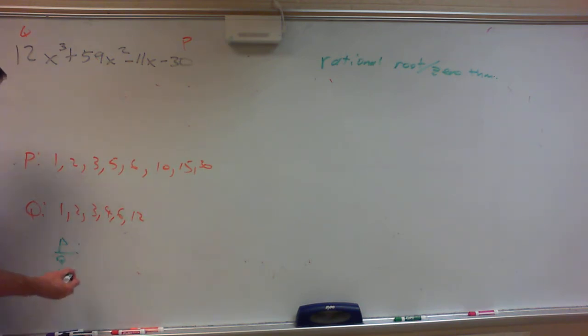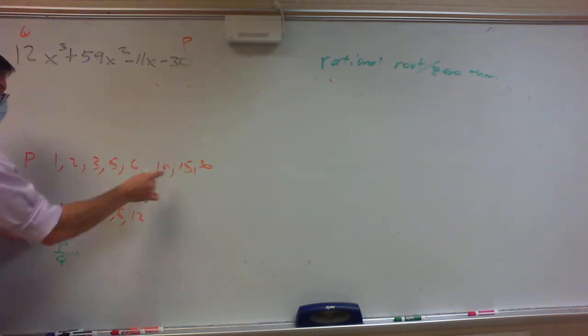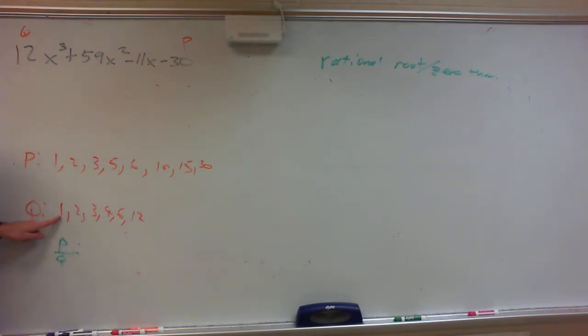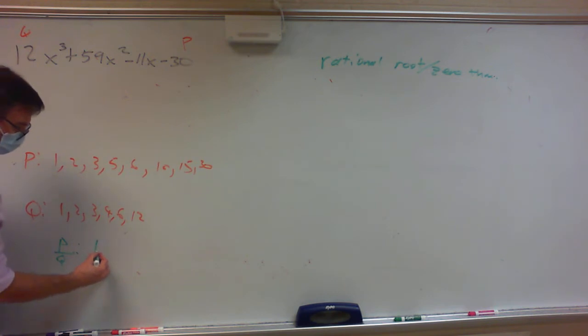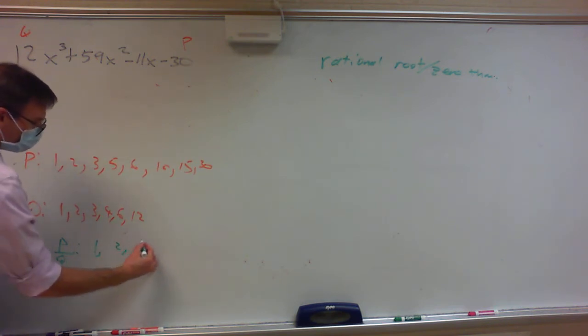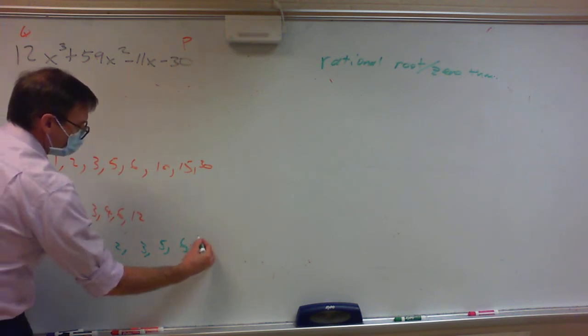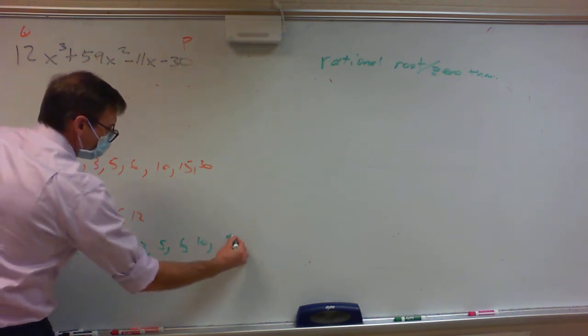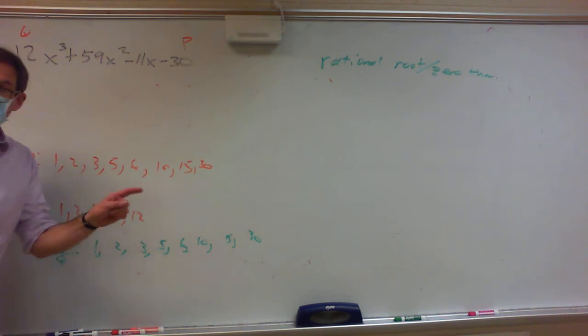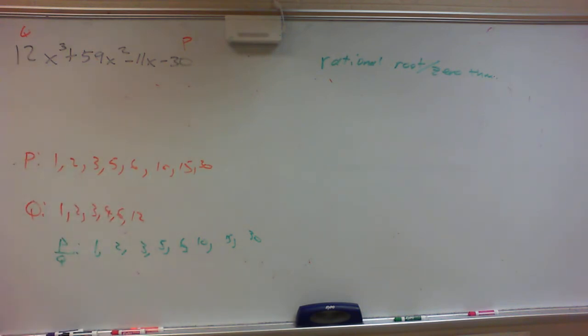So if I want P over Q, I want all combinations with 1 as the denominator. Are we okay? That's 1 over 1, 2 over 1, 3 over 1, 5 over 1, 6 over 1, 10 over 1, 15 over 1, 30 over 1. So I'm going to write that down. That's going to give us 1, 2, 3, 5, 6, 10, 15, and 30. Everybody okay with all combinations with denominator 1? All right. Now let's look at denominator 2.